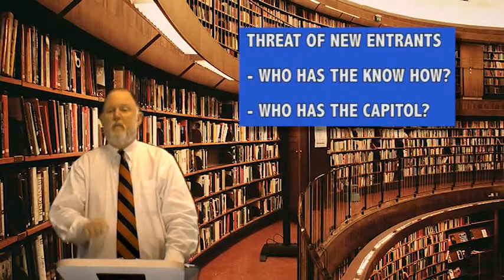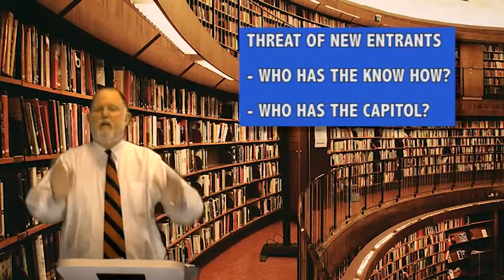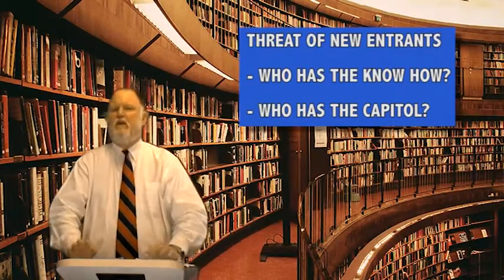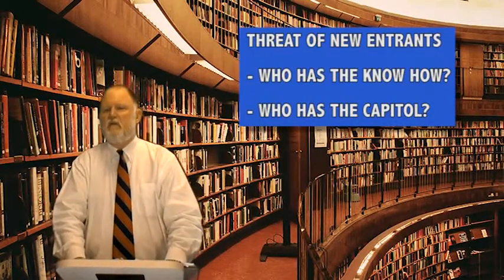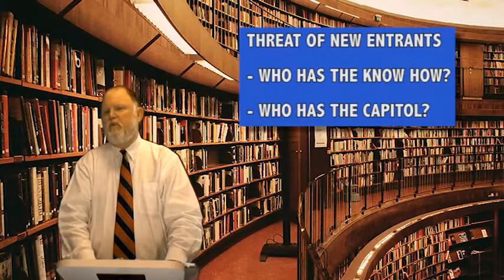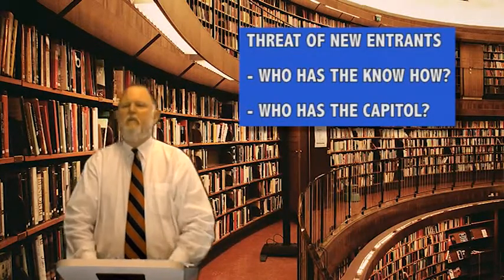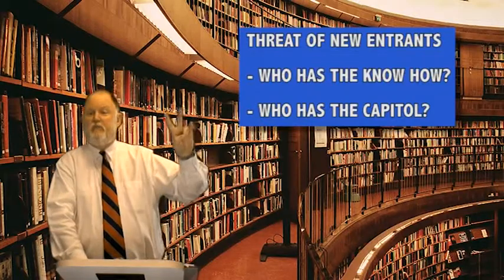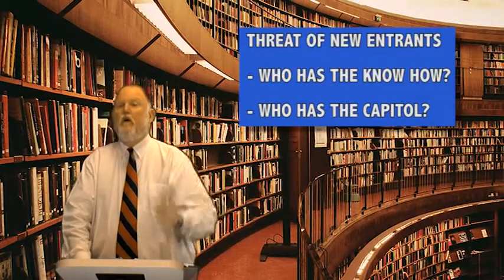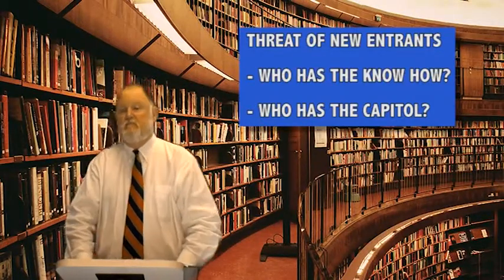The American Express and the MasterCards and the Visas, they were looking at banks. They were looking at financial institutions. They never looked at Sears. They never considered them a threat of new entrants. So threat of new entrants, there are two keys. How do you identify them? Two keys. Number one, who has the expertise?